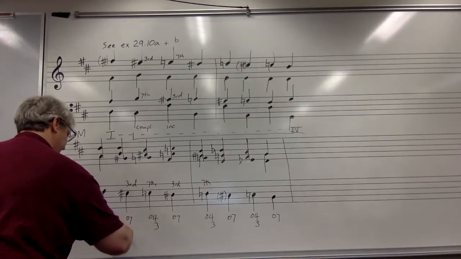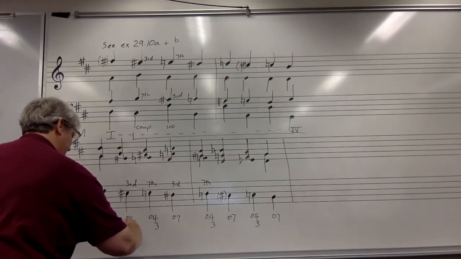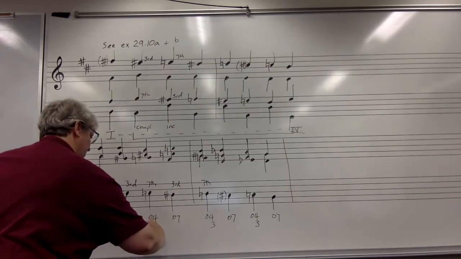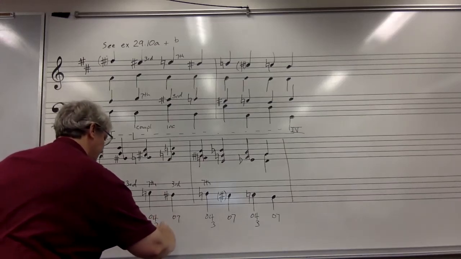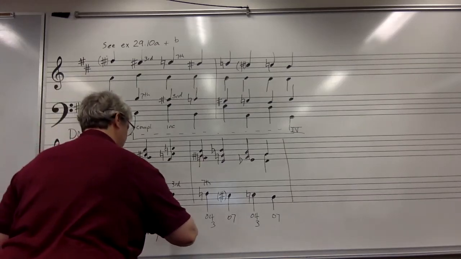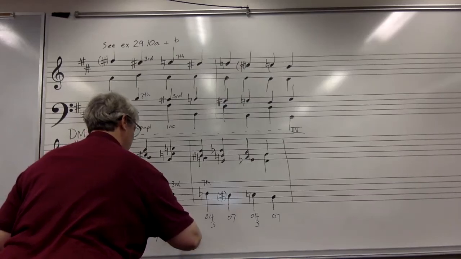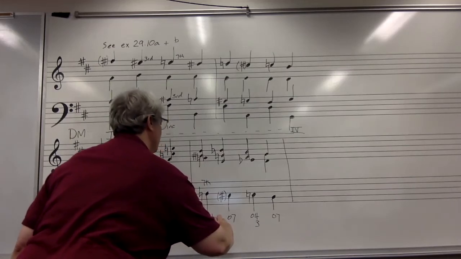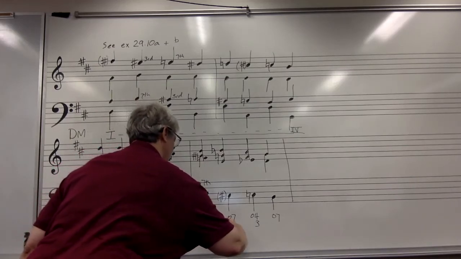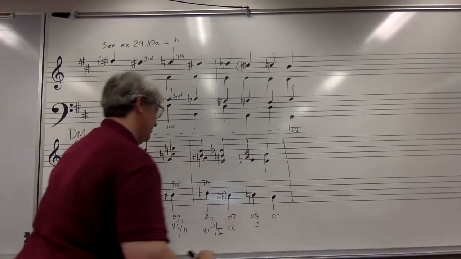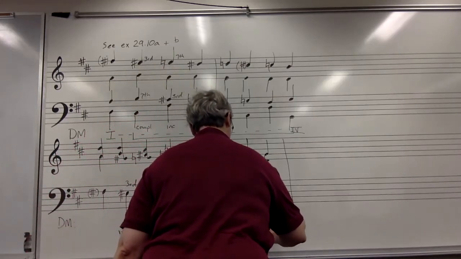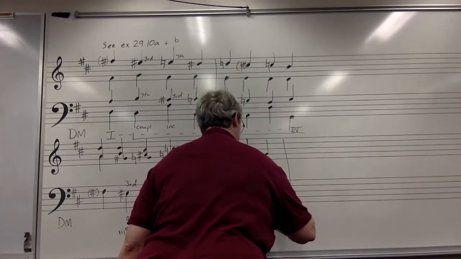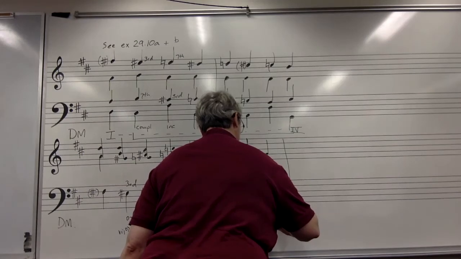This is 7, diminished 7 of 3, going to 7, diminished 4-3 of 6, going to 7, diminished 7 of 2, going to 7, diminished 4-3 of 5, going to 7, diminished 7, going to 7, diminished 4-3 of 4, and then this would be, if we kept this up, a 7 diminished 7 of flat 7.